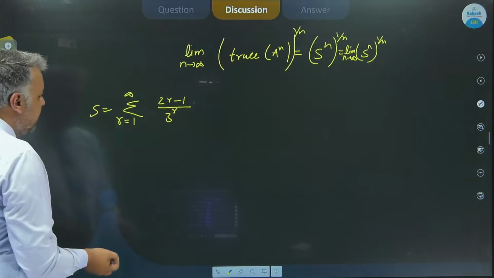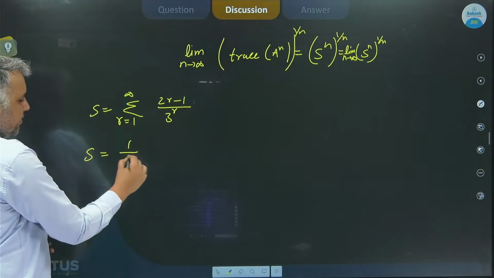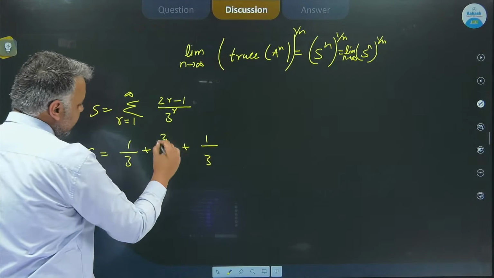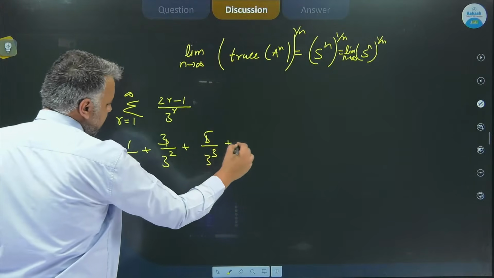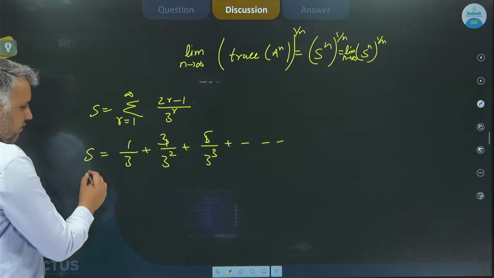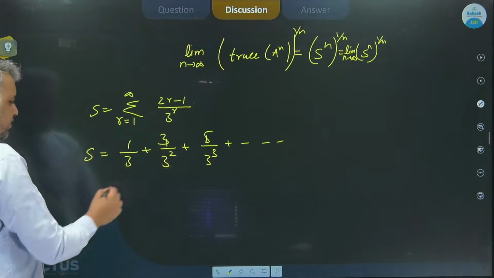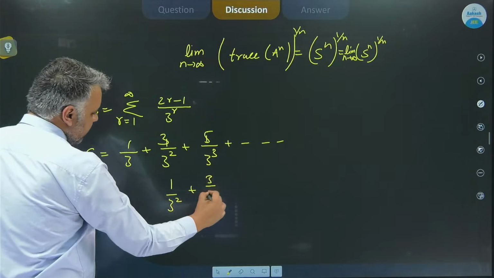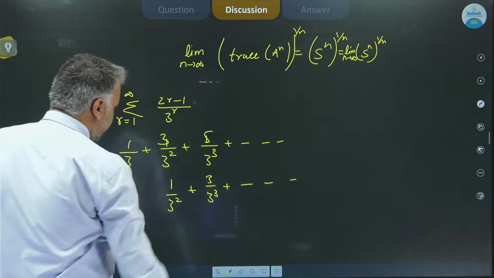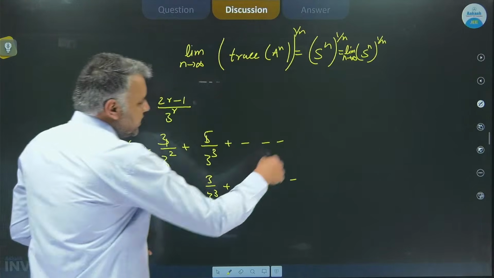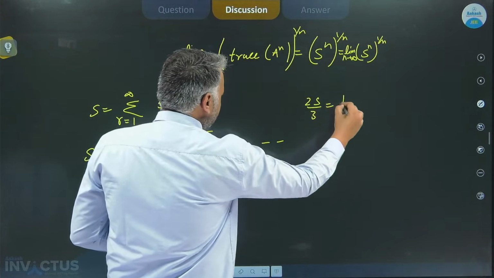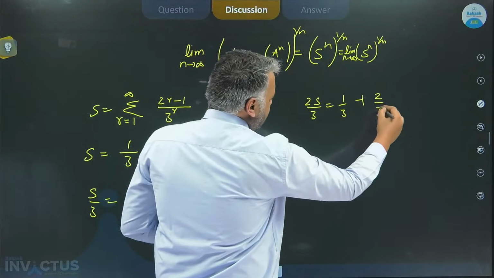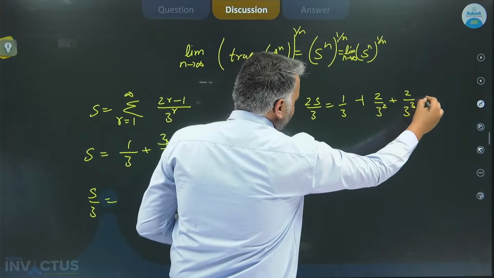So this is AGP. So S is equal to nothing but 1 by 3 plus 3 by 3 square plus 5 by 3 cube, and so on. And similarly, if I multiply it again by 1 by 3, the common ratio of the GP, S by 3 will be 1 by 3 square plus 3 by 3 cube, and so on up to infinity. Now taking the difference of these two series, 2S by 3 will be equal to 1 by 3 plus 2 by 3 square plus 2 by 3 cube, and so on.